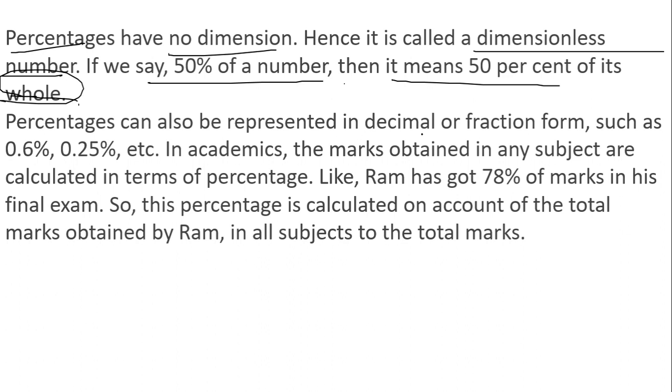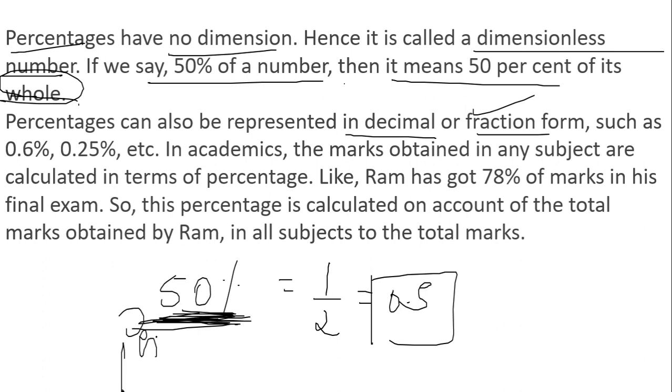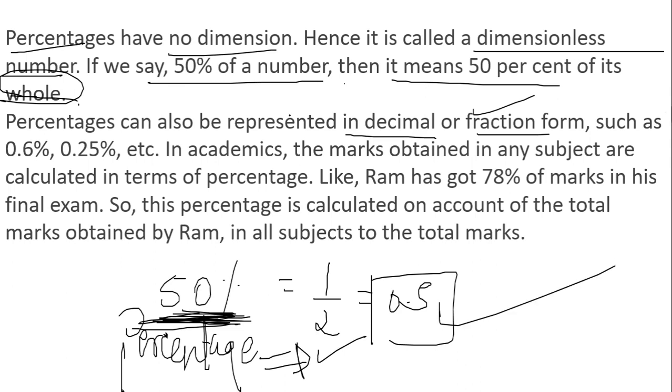Percentage can also be represented in decimal or fraction form. As I have already explained, 50% means 1 upon 2 in fraction form. And if I take this fraction into decimal form, I can write 1 by 2 as 0.5. So any given percentage can be represented in the form of a fraction as well as a decimal, such as 0.6%, 0.2%, etc.